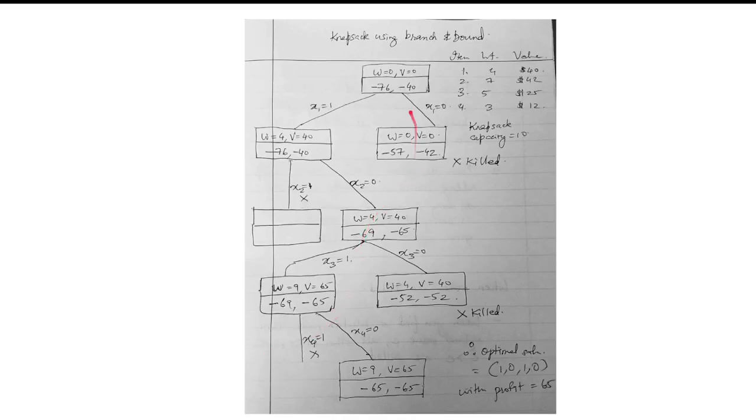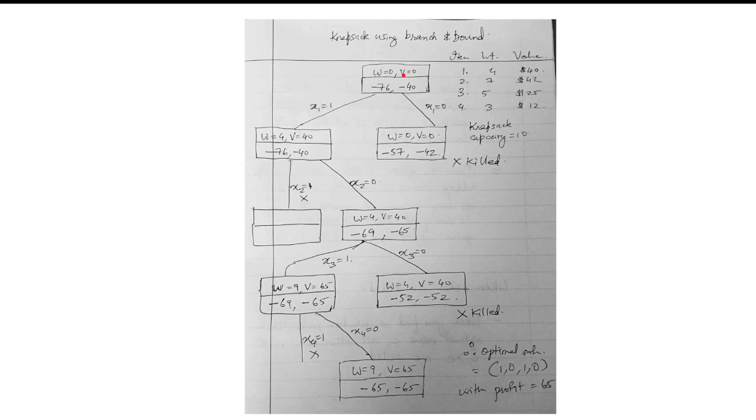Now let's go on to this example. You have four items and you want to use knapsack. In every state we have written down the weight and value obtained till now, and below we have written the lower bound and upper bound. Initially W equals 0 and B equals 0. W is the weight and B is the value, the profit.